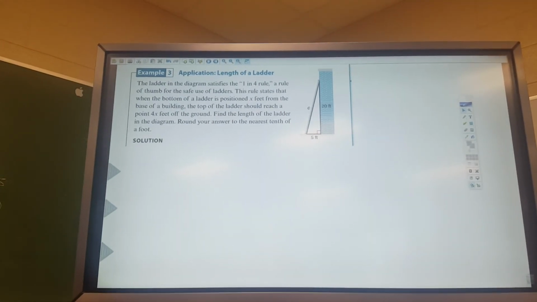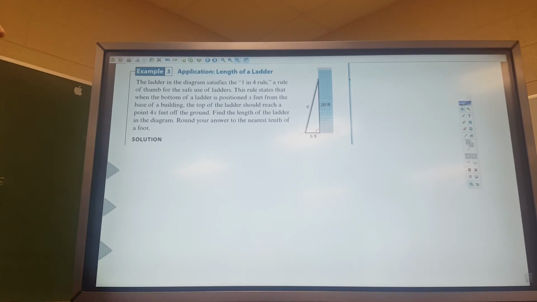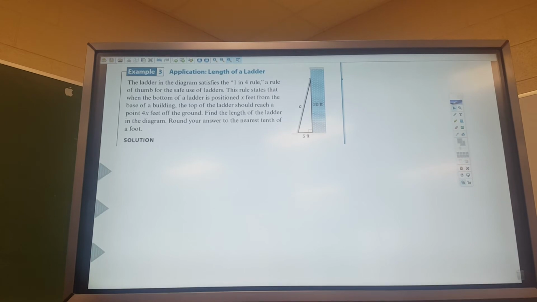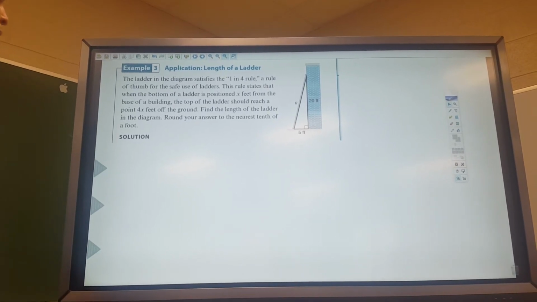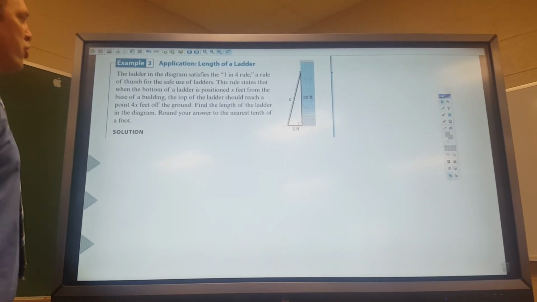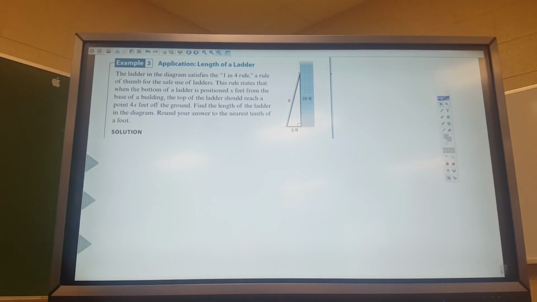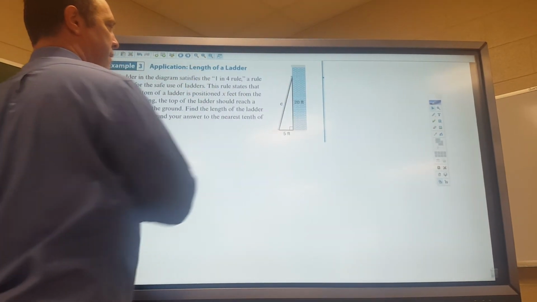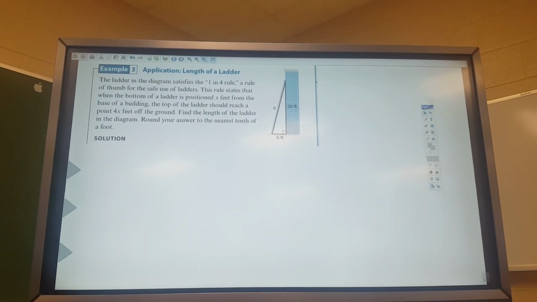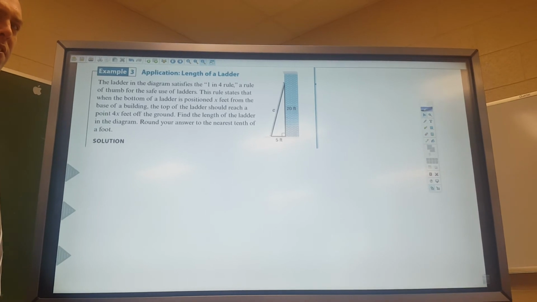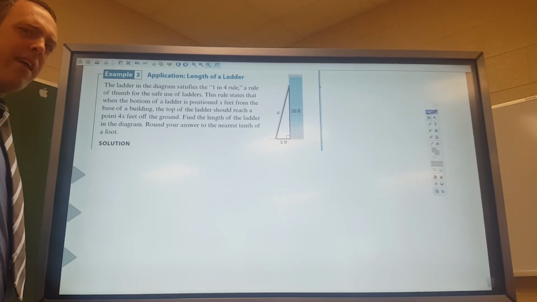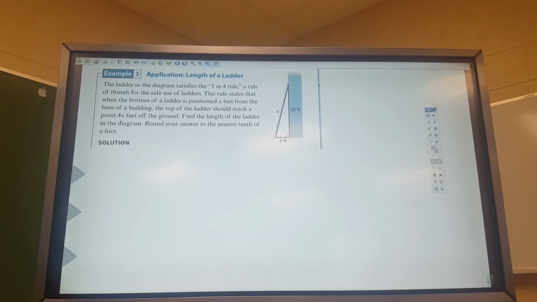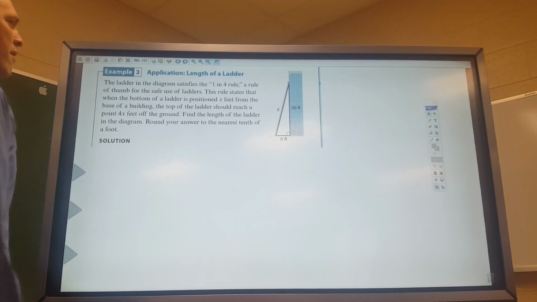All right, a ladder in the diagram satisfies the 1 in 4 rule, a rule of thumb for the safe use of ladders. The rule states that when the bottom of the ladder is positioned x feet from the base of a building, the top of the ladder should reach a point 4x feet off the ground, or 4 times as long. We see that 5 and 20 feet. This is interesting. I wish I knew that. I've probably been unsafe going up ladders sometimes, but maybe I would measure that out and make sure it's true. All right, find the length of the ladder in the diagram. Round your answer to the nearest tenth of a foot.